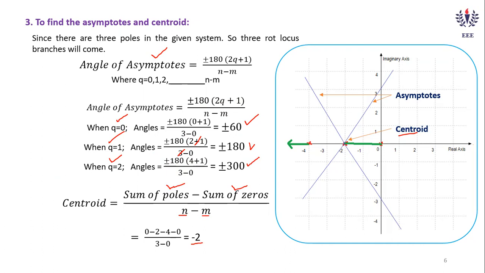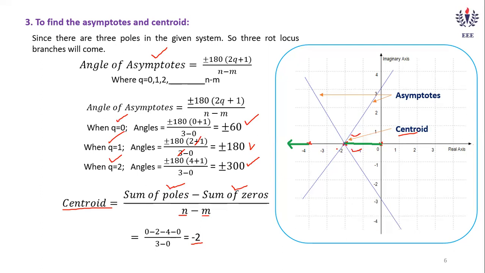Once the centroid and angle of asymptotes are found, we locate the centroid and draw the angle of asymptotes, taking the centroid as the center. If you observe the graph here, the centroid is placed at minus 2. So we take minus 2 as the center and draw the angle of asymptotes. First plus 60, minus 60, plus 180 means on the horizontal line, minus 180 means on the negative axis.